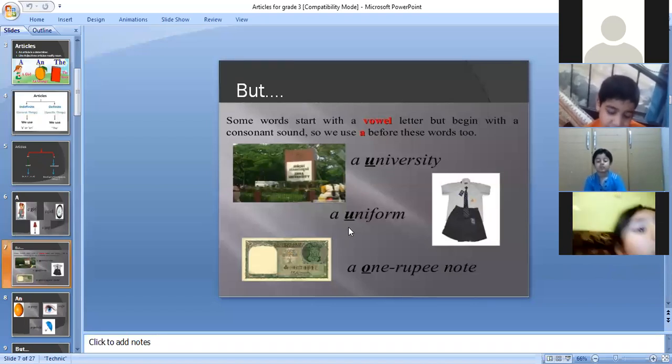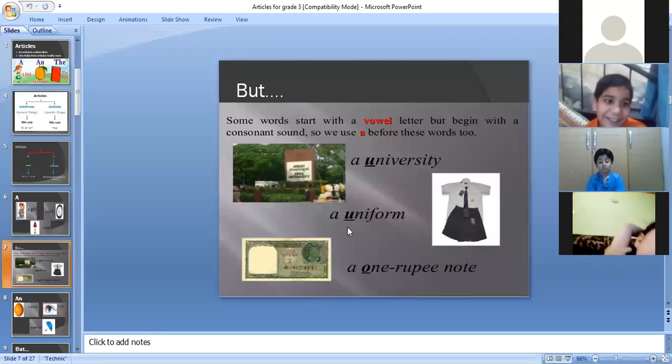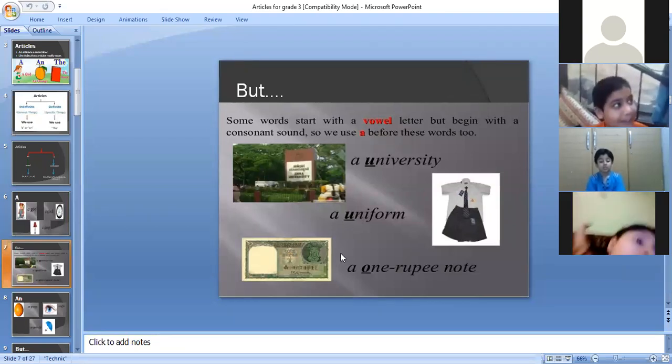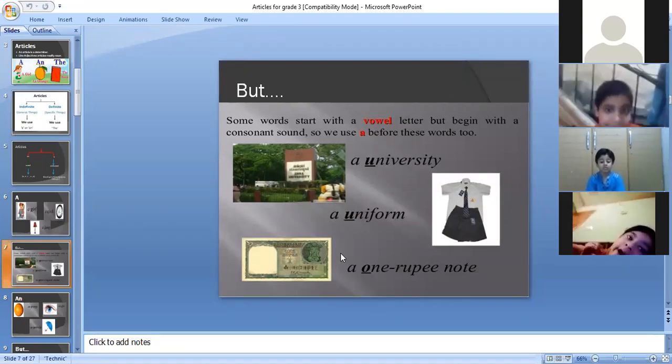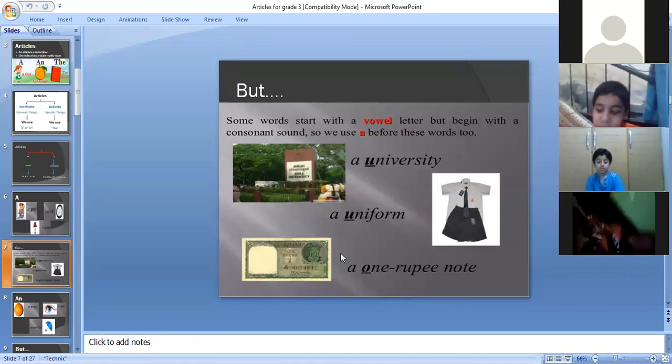Now look at the next example. A uniform. U is a vowel letter again, but it is sounded as y. A uniform. Yay. Now, dear children, you have to pronounce the word with me. Then it would be easier and clearer to you.